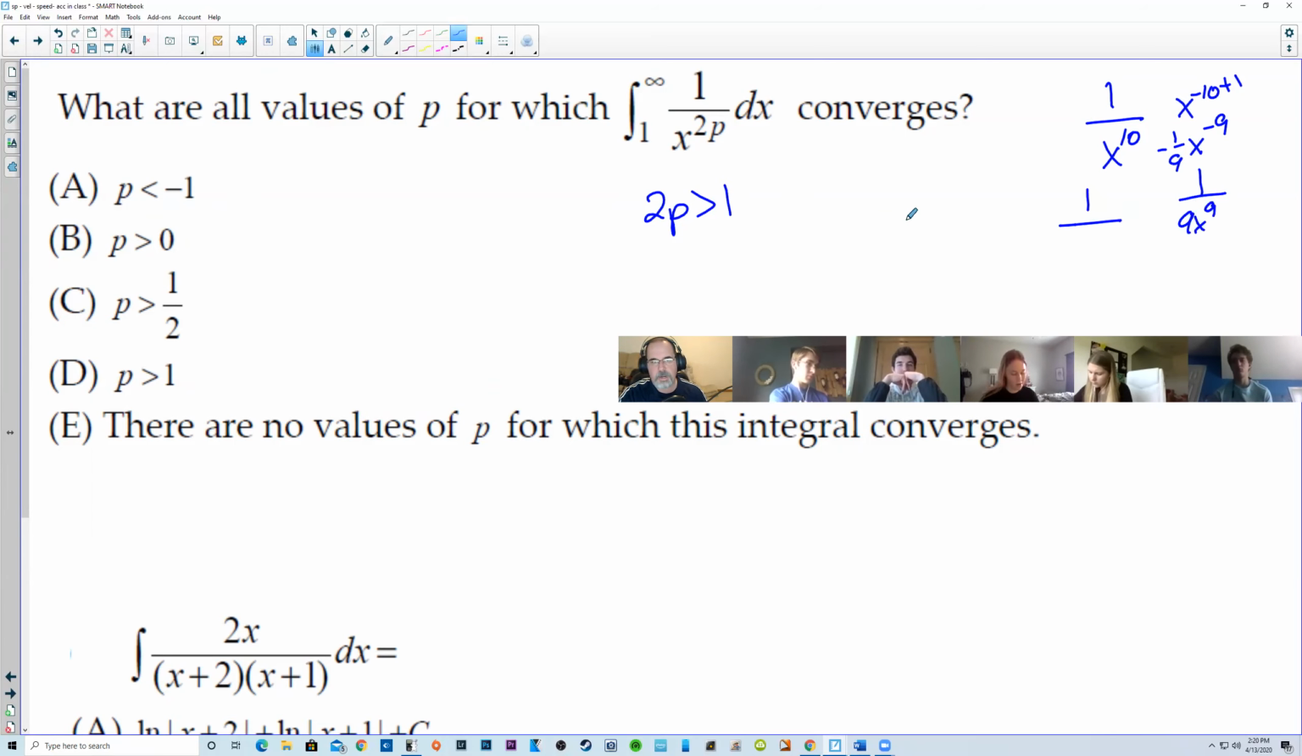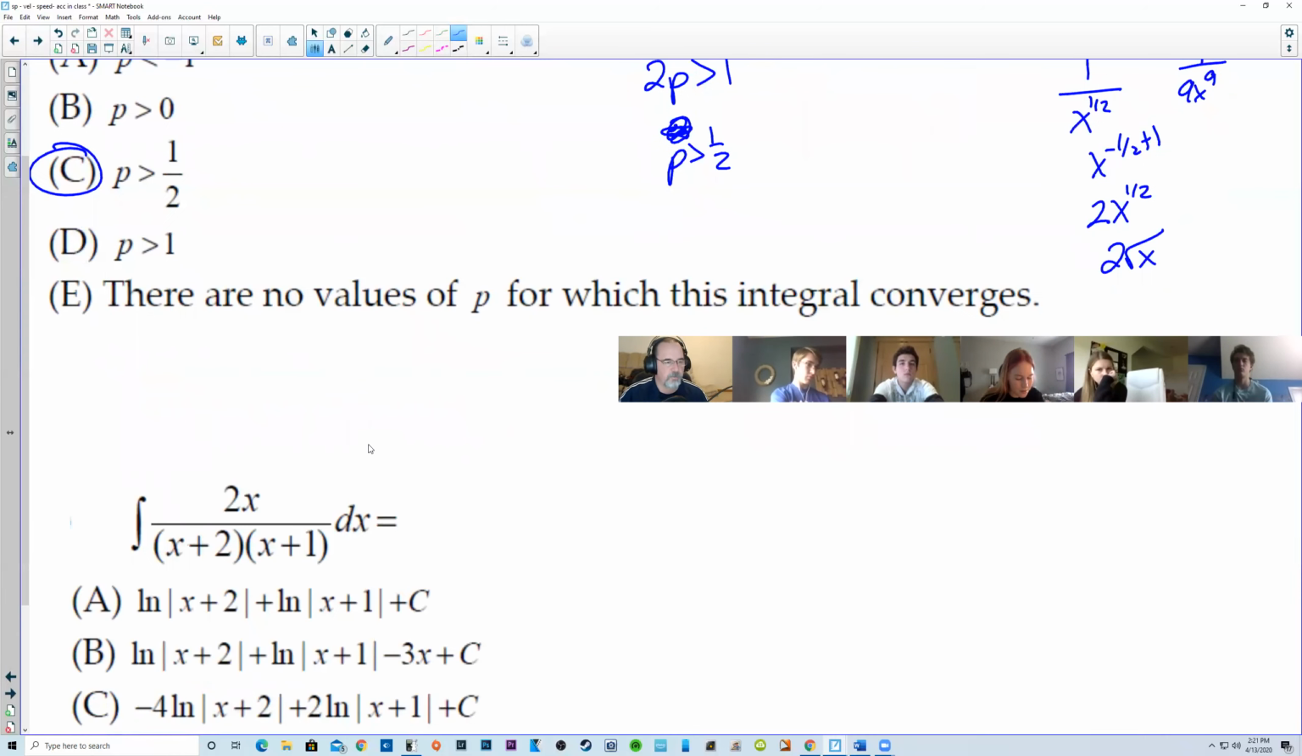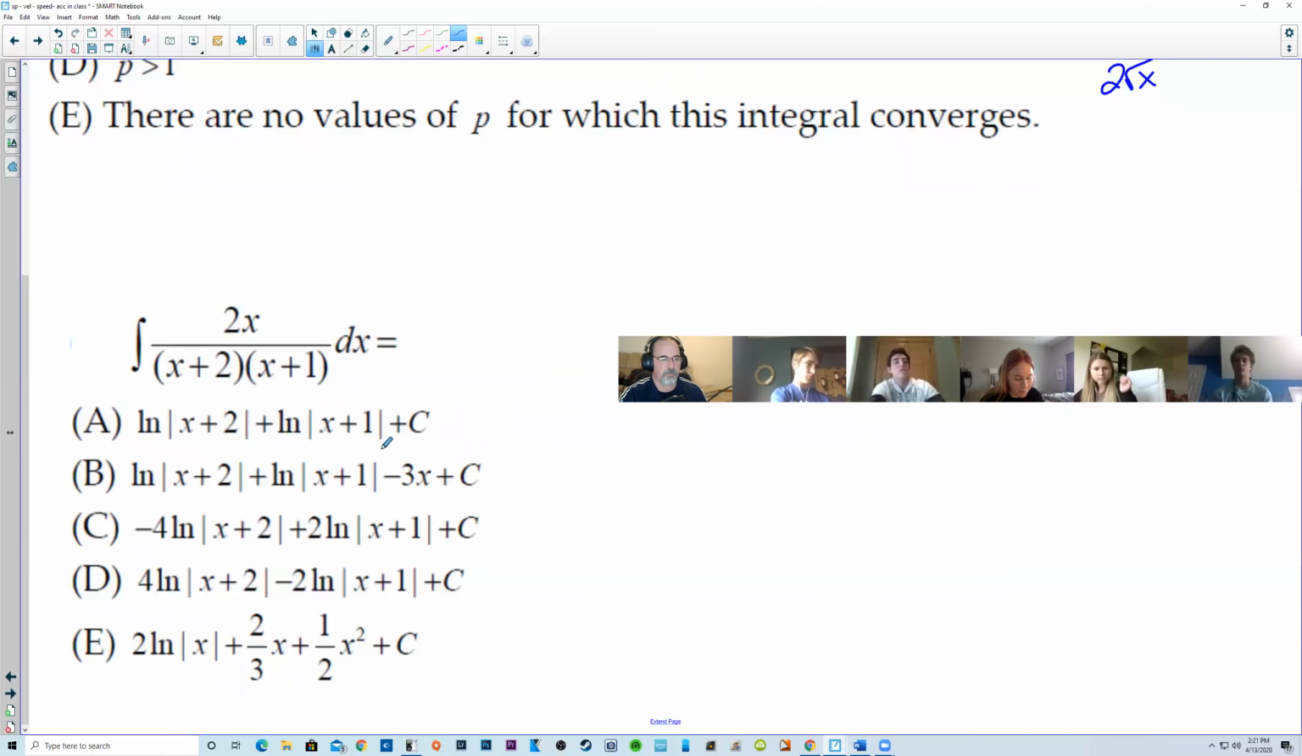But if that ended up being x to the 1/2, we'd have x to the negative 1/2. When we add 1, that's x to the 1/2 times 2, and if you plug infinity into that, it goes to infinity. So good things happen for convergence when this exponent is greater than 1. When it's 1 or less than 1, that's going to diverge, off to infinity. So 2p needs to be greater than 1, which means p needs to be greater than 1/2. There's a great combination of improper integral and the p series test. I say p test because I think it's kind of funny.